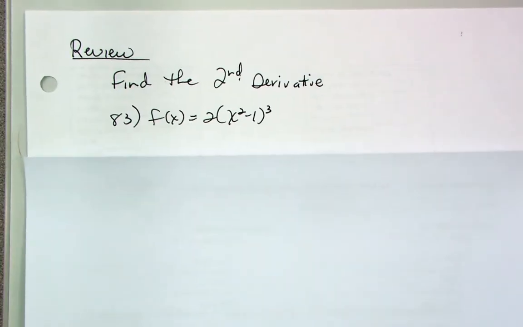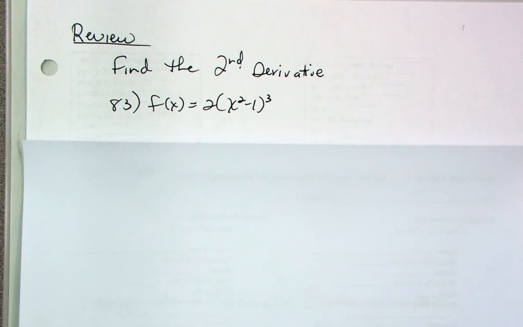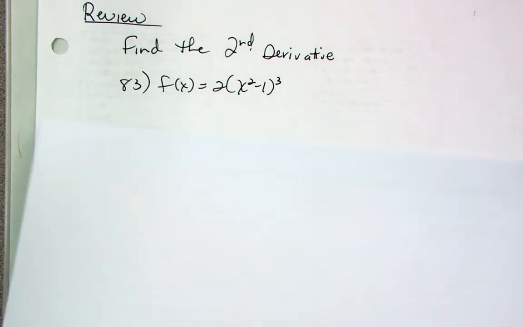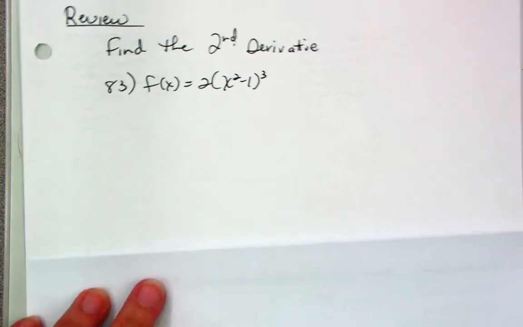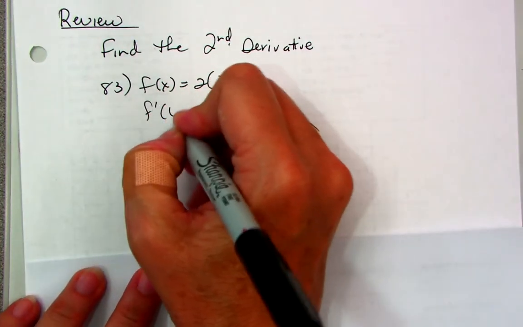Next, here's another review item. Find the second derivative. Again, I see why it's here, because I'm going to have to use the chain rule. So let's go ahead and use the chain rule and just find the second derivative. Let's do the first derivative.